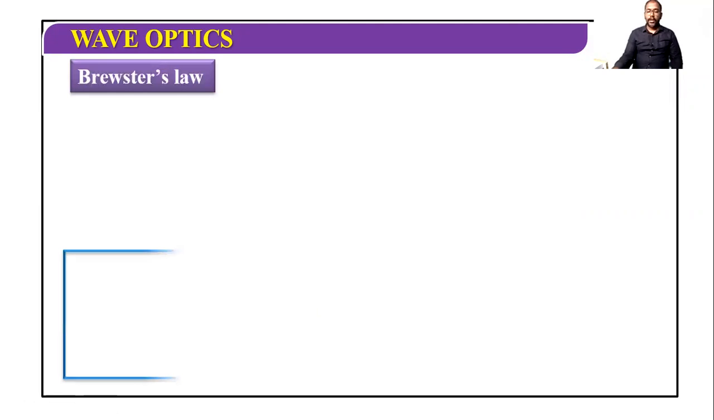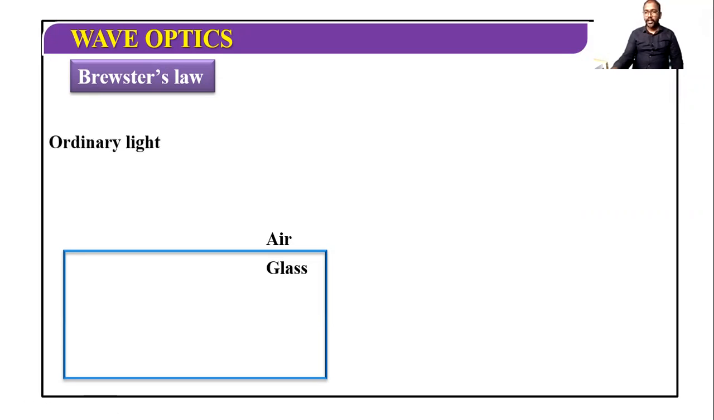So I consider here a transparent medium, glass. You can see in the diagram air and glass. Then I consider ordinary light. Ordinary light means unpolarized light, which is incident on this transparent medium, glass. Then it partially reflects and partially refracts. So I consider this I as the angle of incidence.